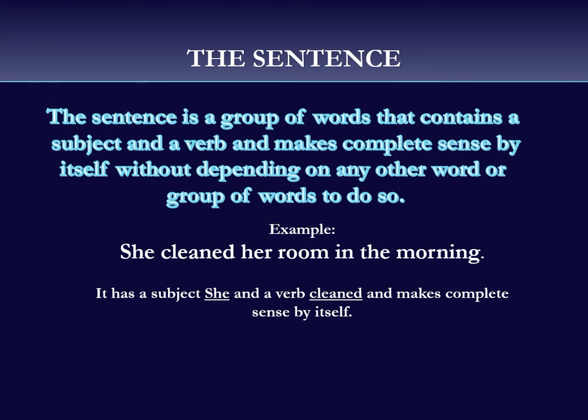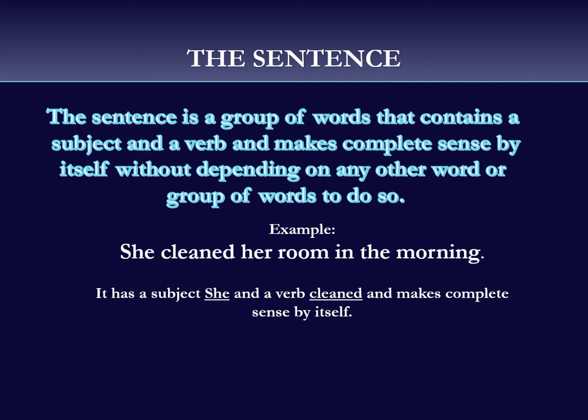First, look at what a sentence is. You all know what a sentence is. You have been reading and writing sentences. Let's read the definition once again. A sentence is a group of words that contains a subject and a verb and makes complete sense by itself, without depending on any other word or group of words to do so.